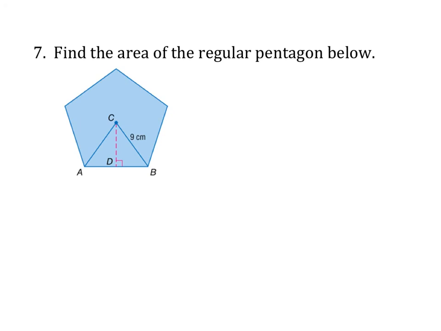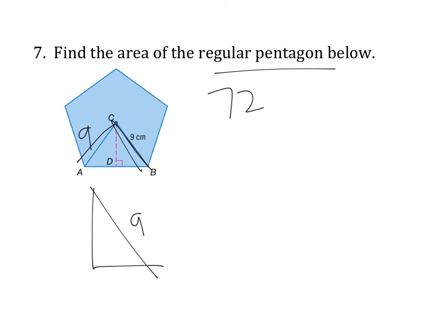So last one, figure out the area of the regular pentagon below. So this is 9, this is also 9. So it's a pentagon, so 360 divided by 5. That's 72. So that's 9. That's that. My central angle. Okay, so my central angle is 72. But when I split that, it gets divided by 2, so that makes that 36.